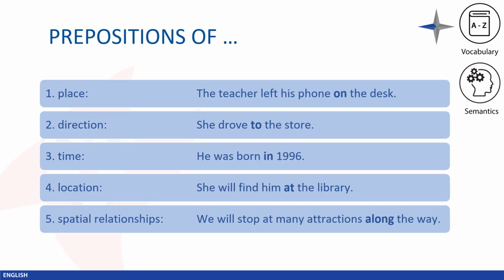To dig a little bit deeper into prepositions, we mentioned already that they can indicate place, direction, time, location, and spatial relationships. You see the examples over here, and spatial relationships could be interesting. We will stop at many attractions along the way. So spatial relationships relate to the occupying of space, so the space it occupies along the way.